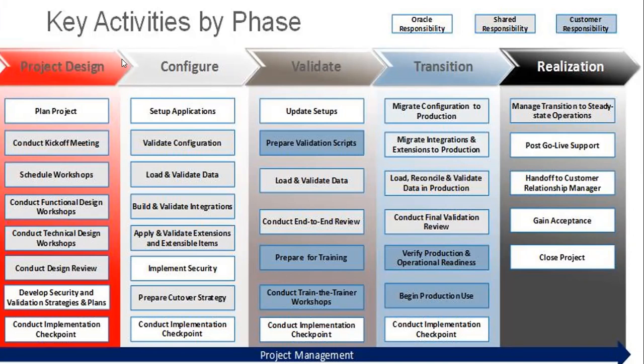Mainly we will see five things in the project: design, configuration, validate, transition, and realization. So we'll find these 5 steps here. In the project design, we will see plan project, conduct kickoff meeting, scheduling the workshops, conduct functional design workshops, conduct technical design workshops, conduct a design review, develop security and validation strategies plans, and conducting the implementation checkpoint.